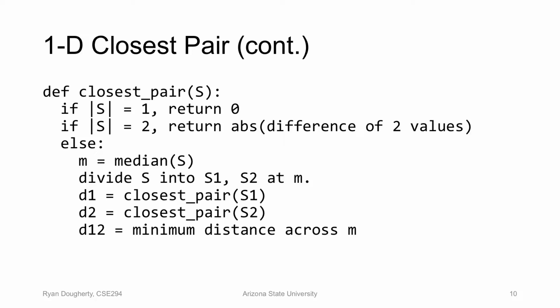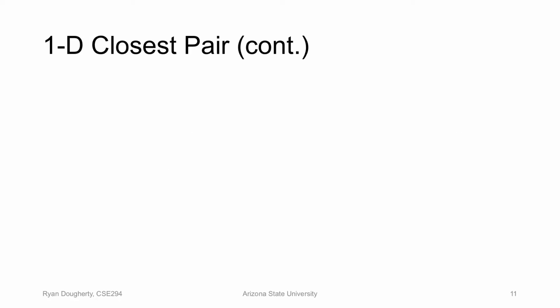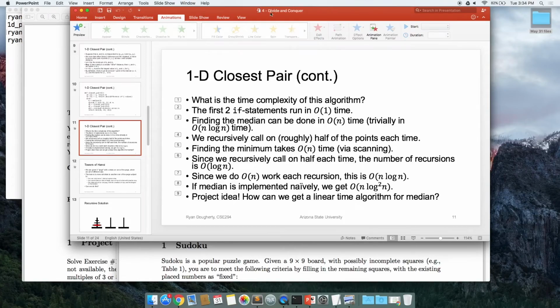So if there are 2 points across M, then it has some distance, because I said that there's at most 1 point on either side, so there can only be 1 distance or 0 here. And so basically, I have 3 distances. I want the minimum, so I just return the minimum of all 3 of them, right? Because it could be D1, it could be D2, or it could be D12, depending on the circumstances, okay? So any questions about how this algorithm works? So we're going to code this up.